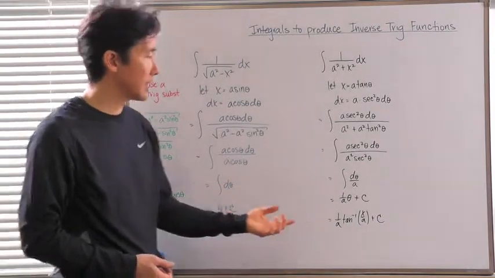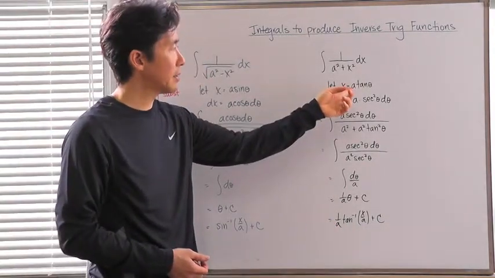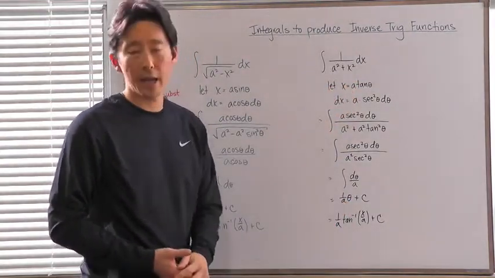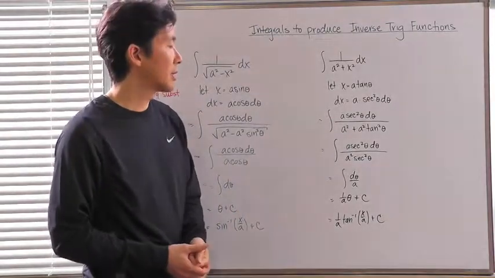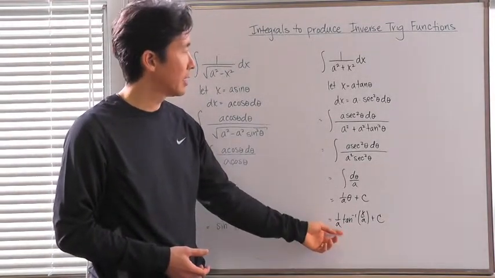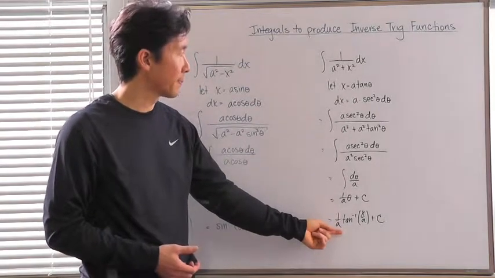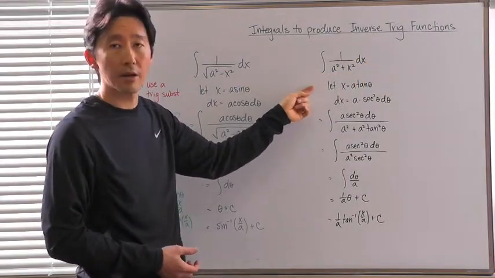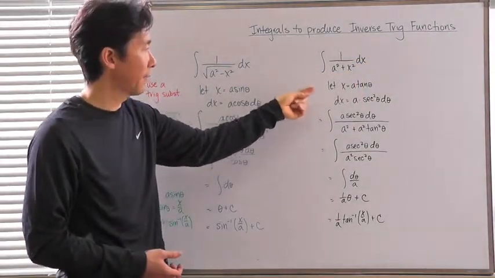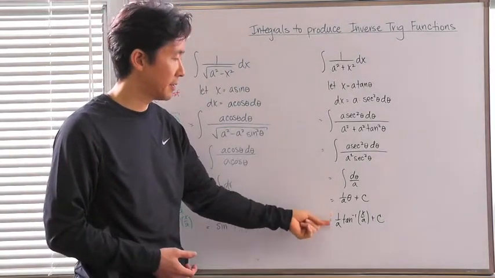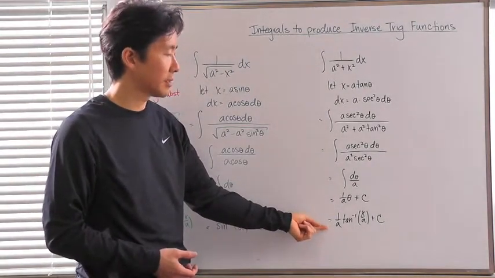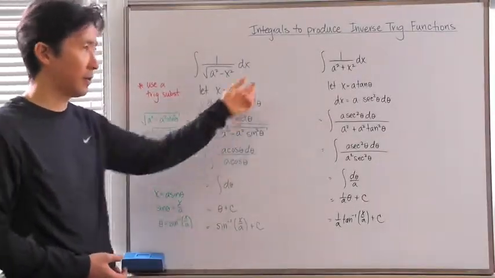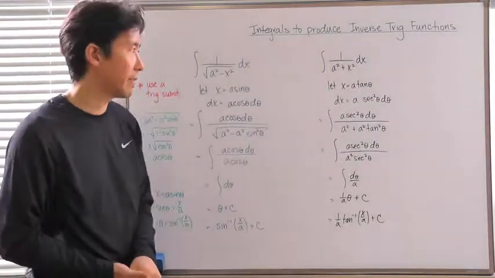I go through the same process again. I know that x is equal to a tangent theta, so to find theta, I divide both sides by a and then take the inverse tangent to come up with this particular inverse trig function. So if we start off with something that looks like this, I can again use a trigonometric substitution to simplify this integral to the inverse tangent function. If you want to memorize these, that's of course fine. If you forget them, you still know how to go about deriving them.